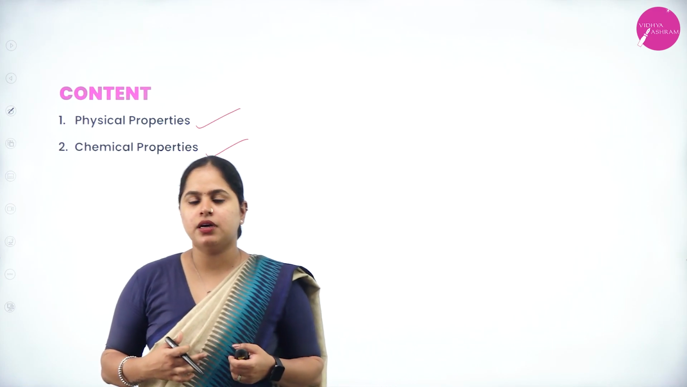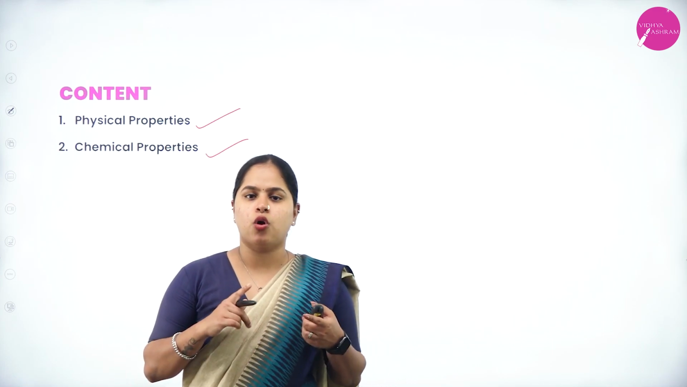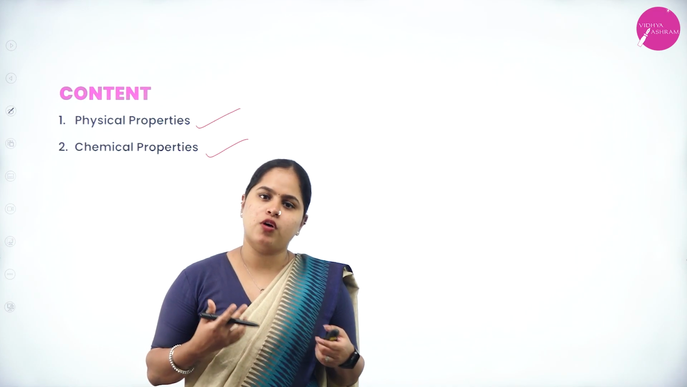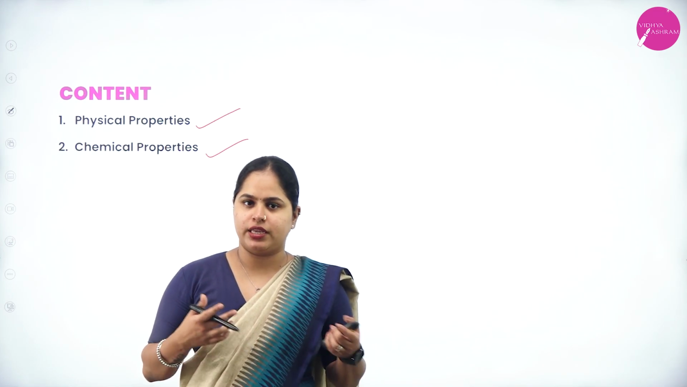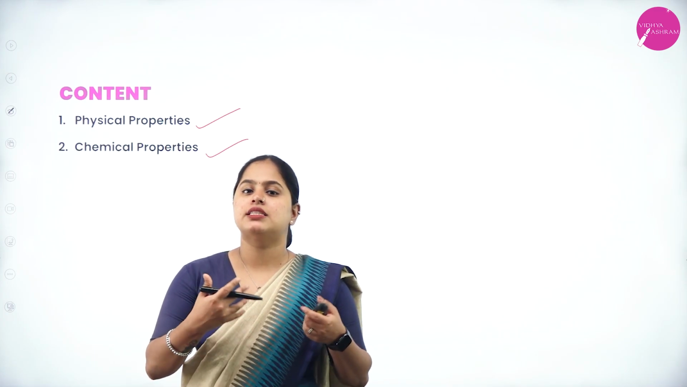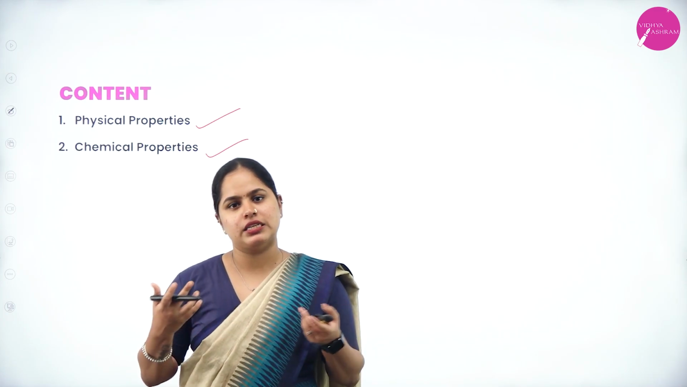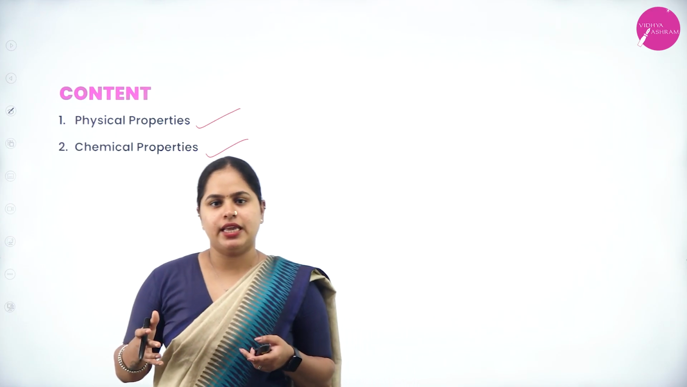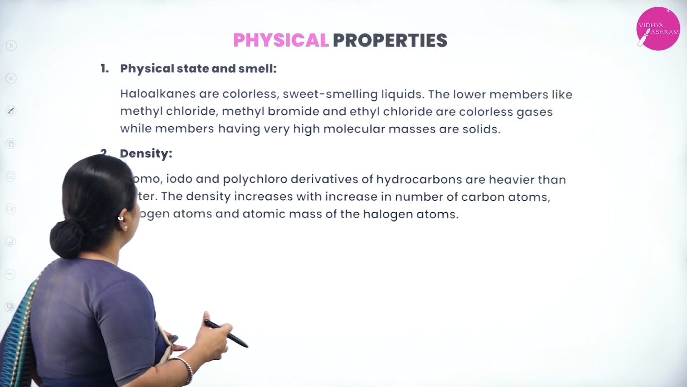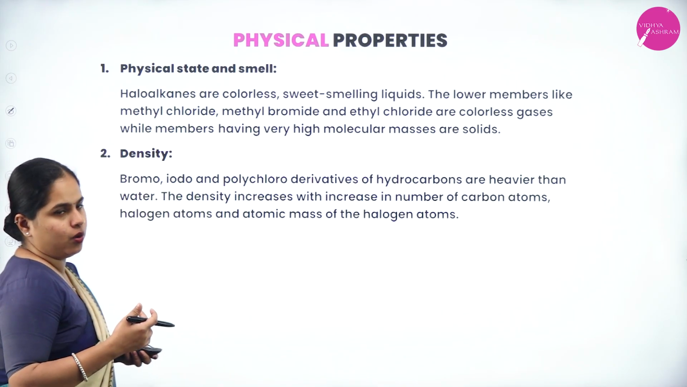So in this chapter, the most important things are nomenclature, that is naming of haloalkanes and haloarenes, the methods of preparation of haloalkanes and haloarenes, as well as the chemical reactions of haloalkanes and haloarenes. So these are the three major parts we have to study in this chapter. So coming on to physical properties of haloalkanes.